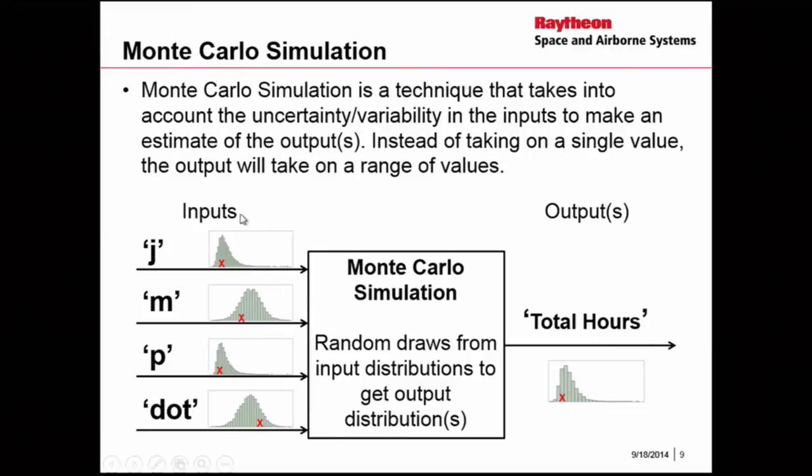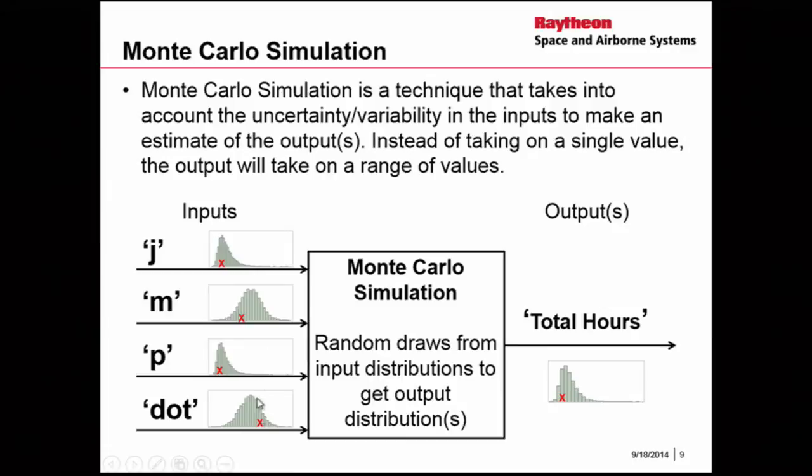If you look, I've got my 4 inputs here, my 4 subassemblies, J, M, P, and dot. And I'm going to form a distribution for each one of those. So those distributions might look like this. And what the Monte Carlo simulation does is then it randomly draws from these input distributions based on the shape of them. So for this M, it's going to draw more in the middle than it will on these outskirts here. And it'll take random draws. So one random draw might be where these red X's are.